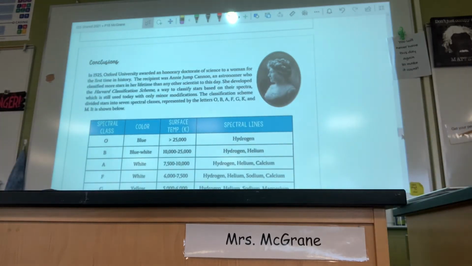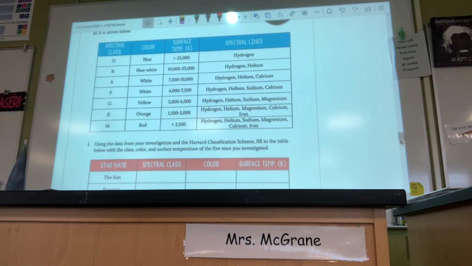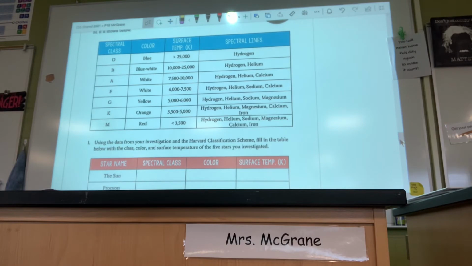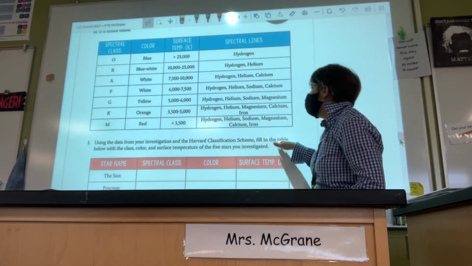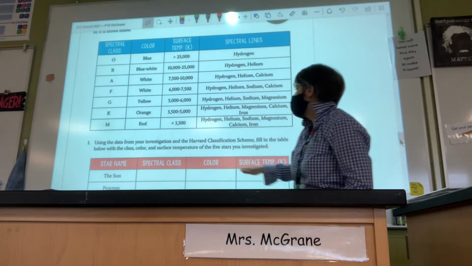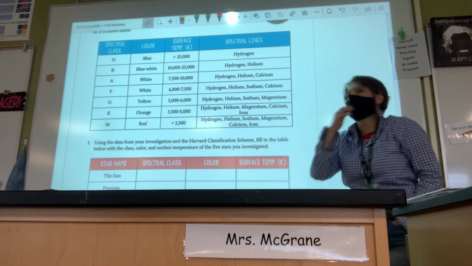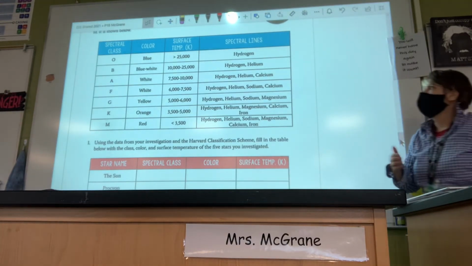So let's go ahead and look at what we are doing on this portion of it. We're going to use the data from your investigation on the table before and this classification scheme to fill in the table below with the class, the color, and the surface temperature of the 5 stars that you investigated. So we are now at the classification of stars part of our lesson.